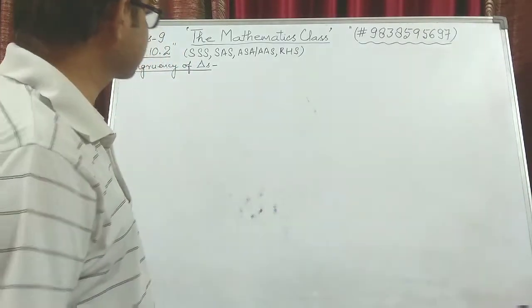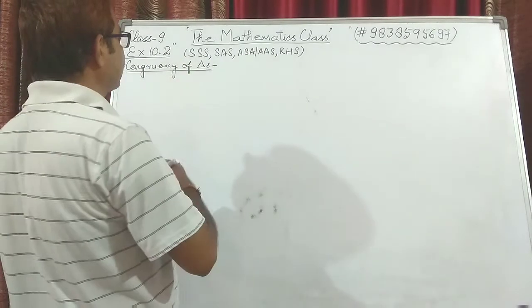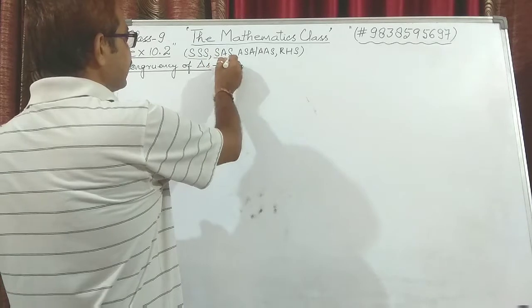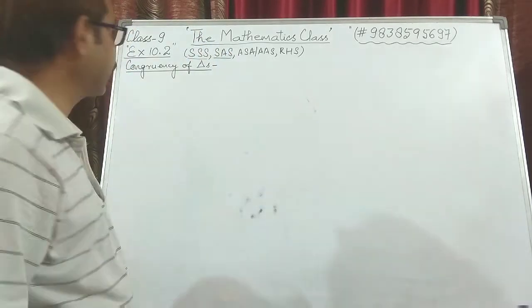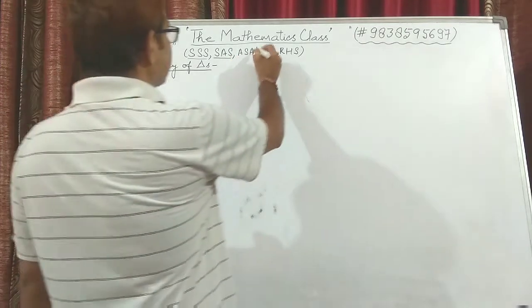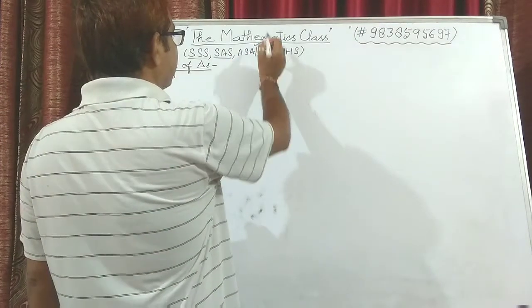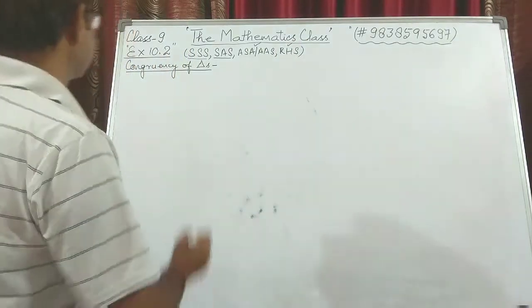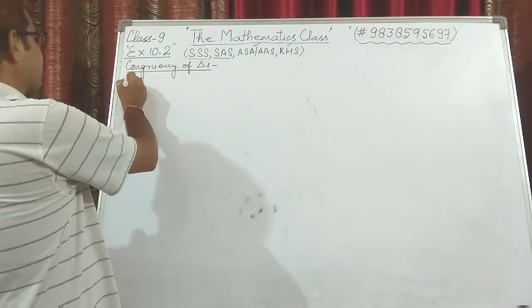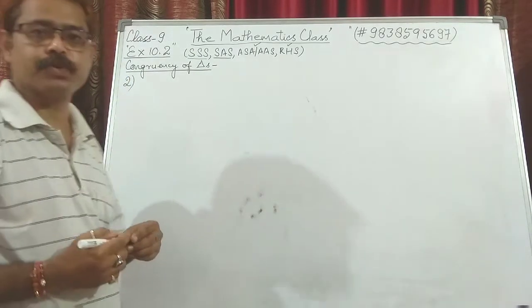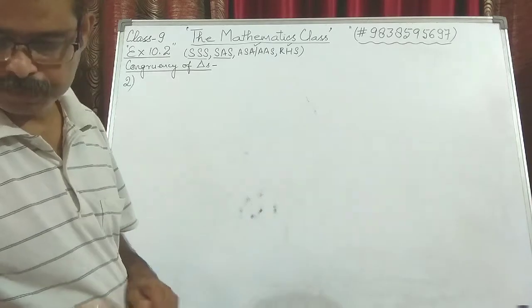In the previous exercise we have discussed questions based on SSS and SAS congruency, that is side side side and side angle side congruency. Now we will be discussing ASA or AAS and RHS congruency. So first we start with question number 2, meaning we are doing questions in the multiples of 2. So first is question number 2.